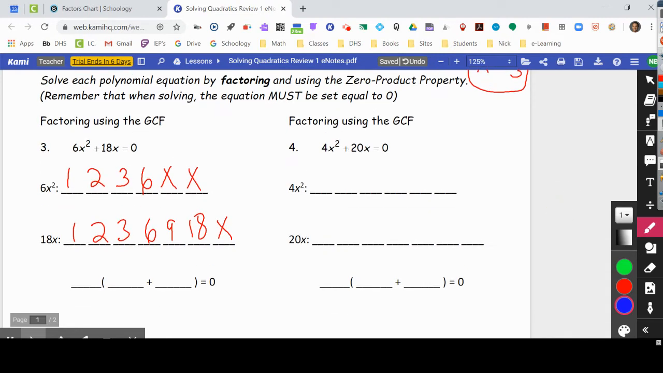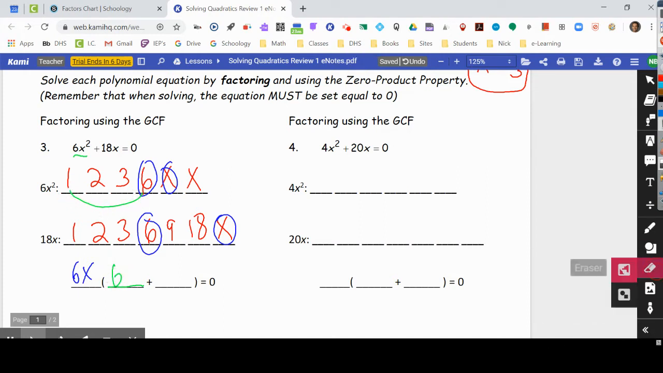Okay, so for my numbers, it looks like there's a 6 in common for both, and it looks like there is 1 x in common. So that means my GCF is going to be 6x. And remember when we factor this, we have to ask ourselves, how do we multiply? How do we get back to our original problem? So 6x times what gives me 6x squared? Well, 6 times 1 is 6. Oh, not 6.